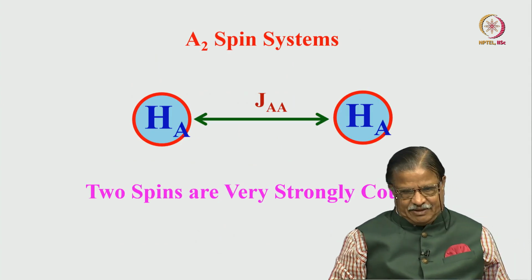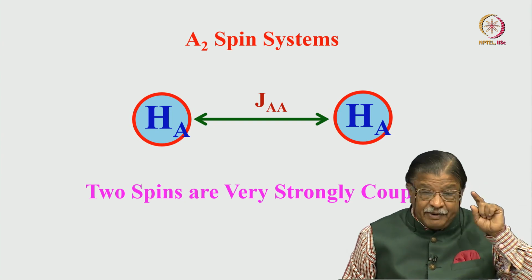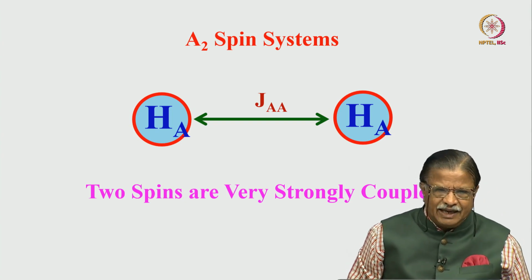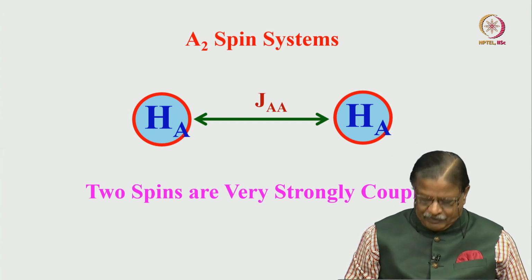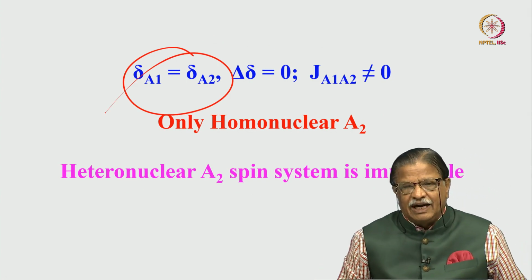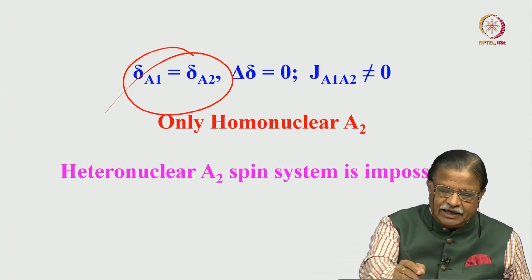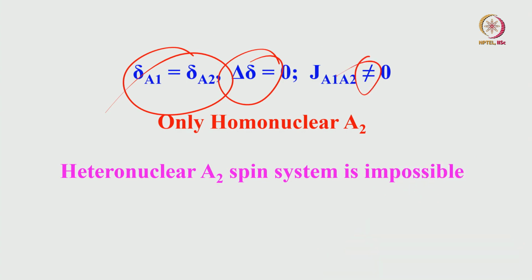What is an A2 spin system? A2 spins are very strongly coupled. AB itself is strongly coupled, and A2 is even more strongly coupled. In the case of A2, the chemical shift delta A1 is equal to delta A2. The difference is 0, delta delta is 0. And J A1 A2 can be equal to 0 or need not be equal to 0.